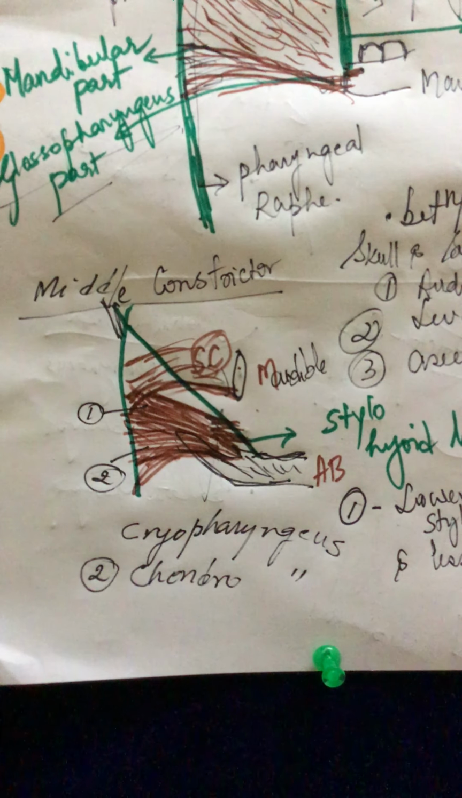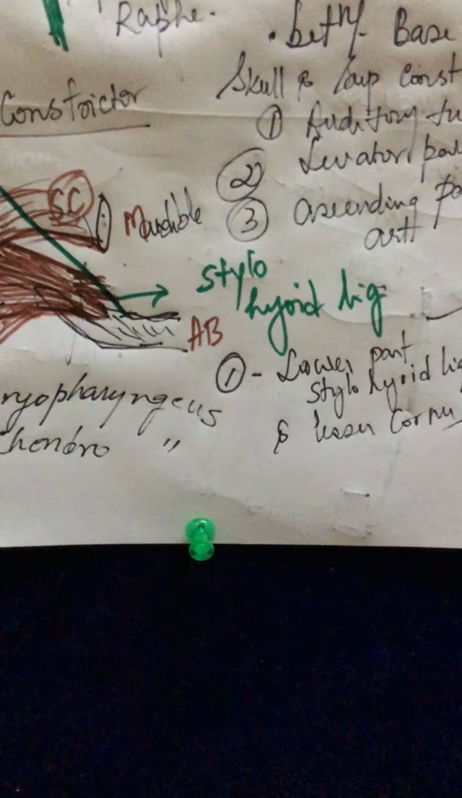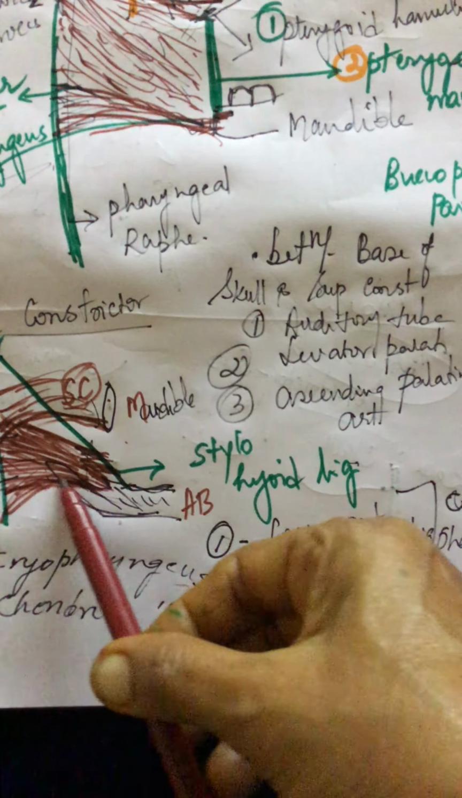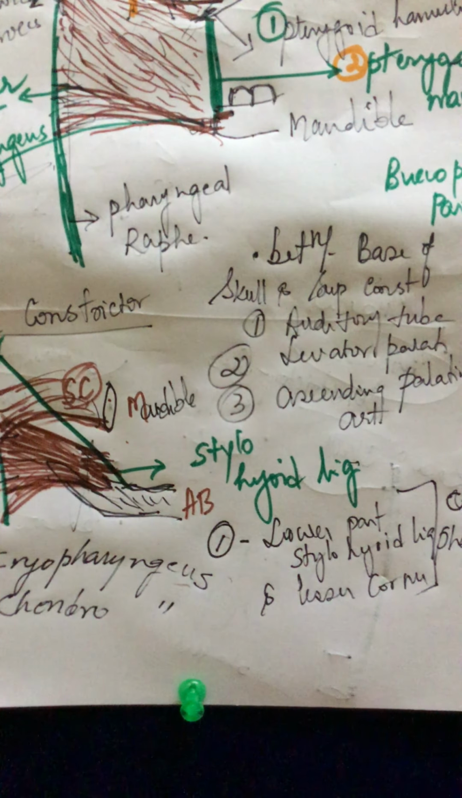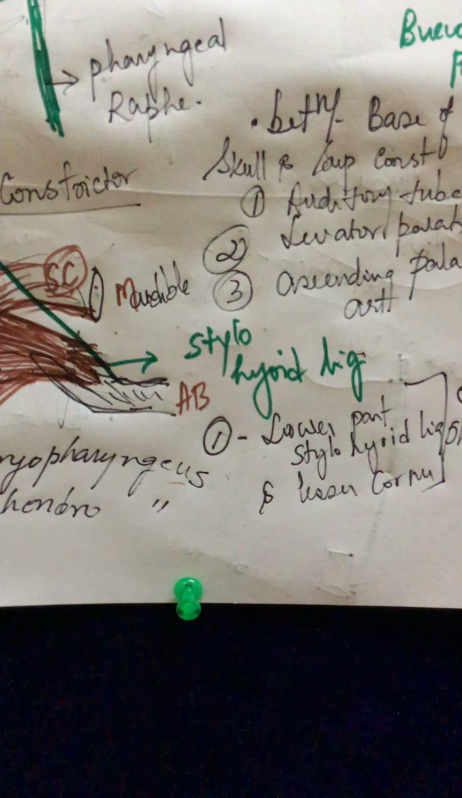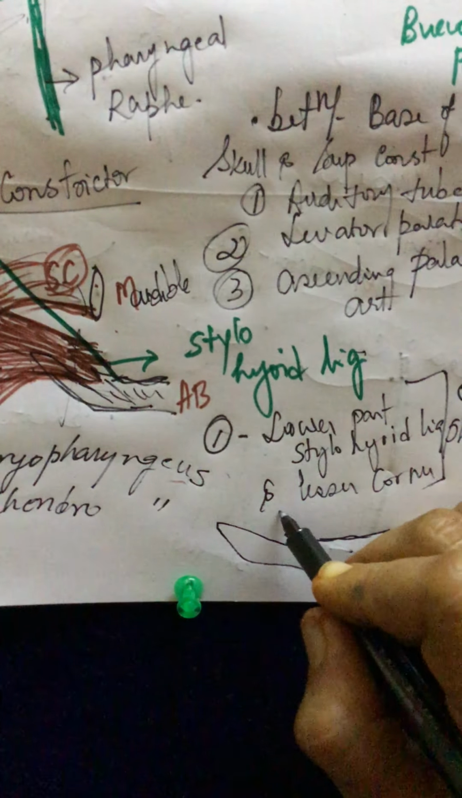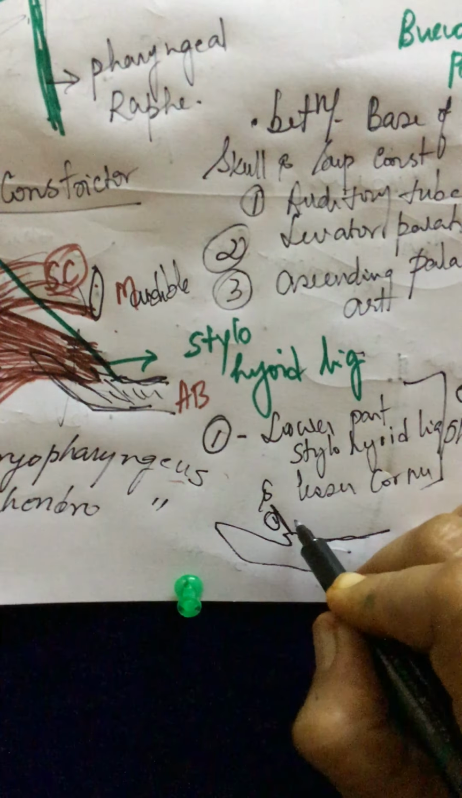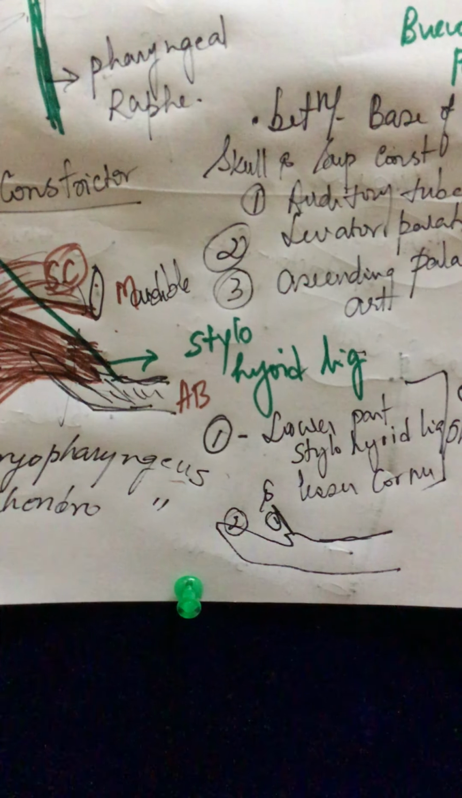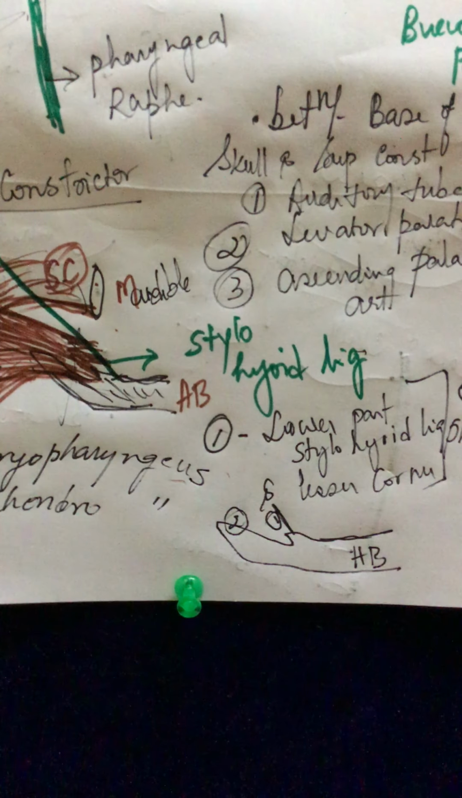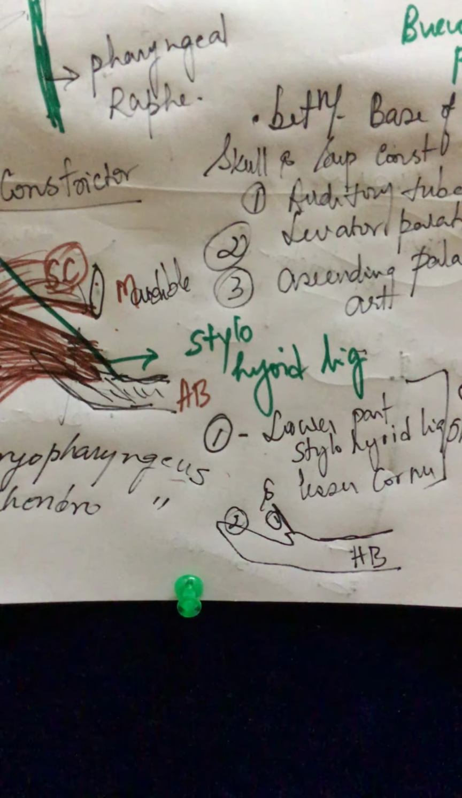This is the middle constrictor. The middle constrictor takes origin from the lower part of the stylohyoid ligament and lesser cornu of the hyoid bone, and that you call the ceratopharyngeal portion, and the one which takes origin from the greater cornu is the chondropharyngeal part. Now I will draw the hyoid bone and show the origin. This is the body of the hyoid bone, lesser cornu and greater cornu. So the stylohyoid ligament, this is number 1 and this is number 2 origin. So this is the middle constrictor muscle.